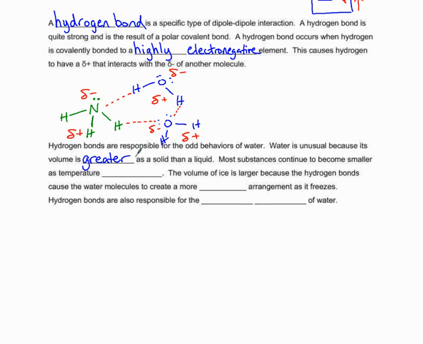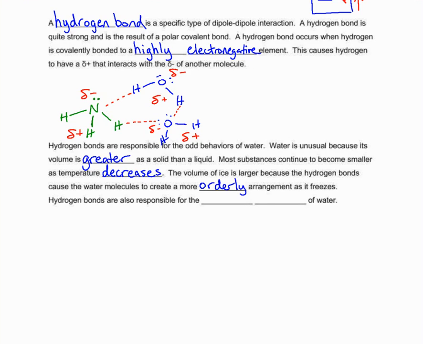It's a significant amount. That's why when you put something in the freezer, like a can of Coke, and you leave it there too long, the water expands and the can can burst. So most substances don't do this. They continue to become smaller as temperature decreases. The volume of the ice is larger because of the hydrogen bonds. These hydrogen bonds cause the water molecules to create a more orderly arrangement as it freezes.